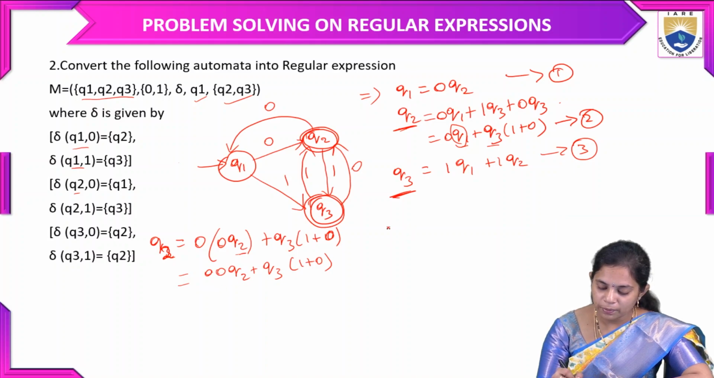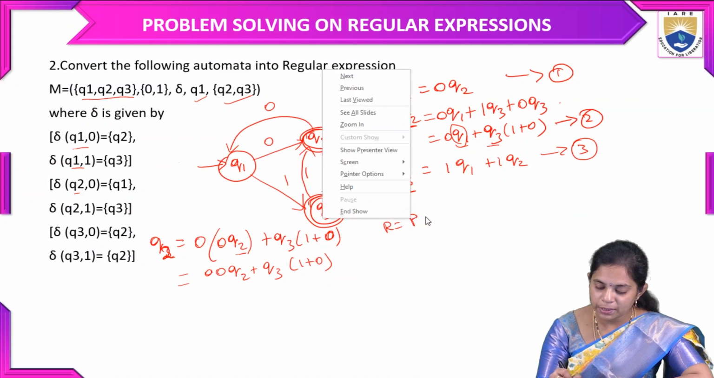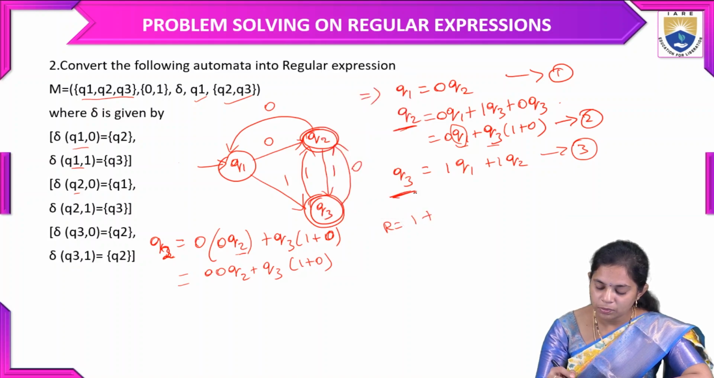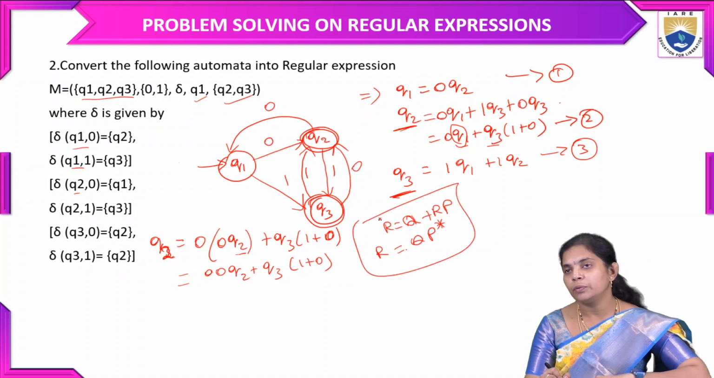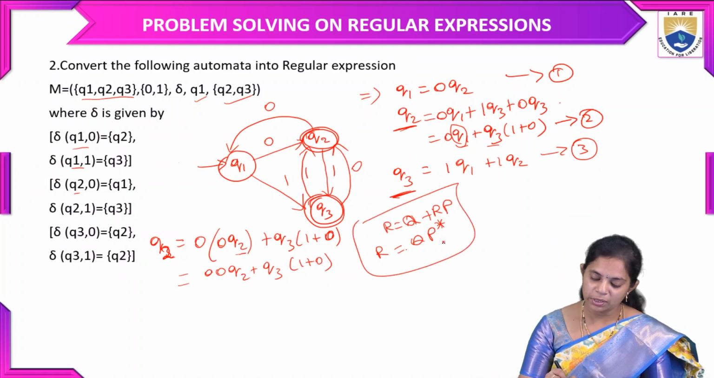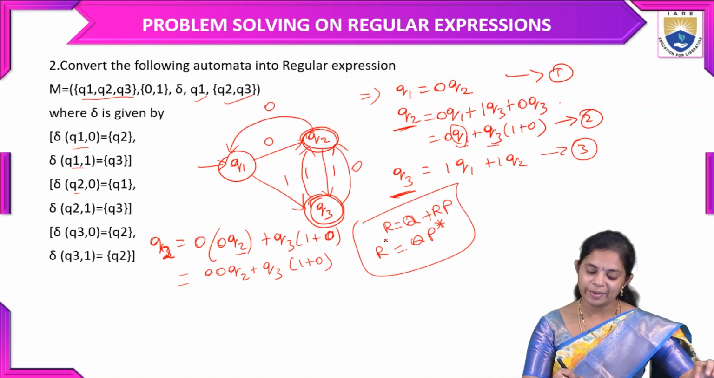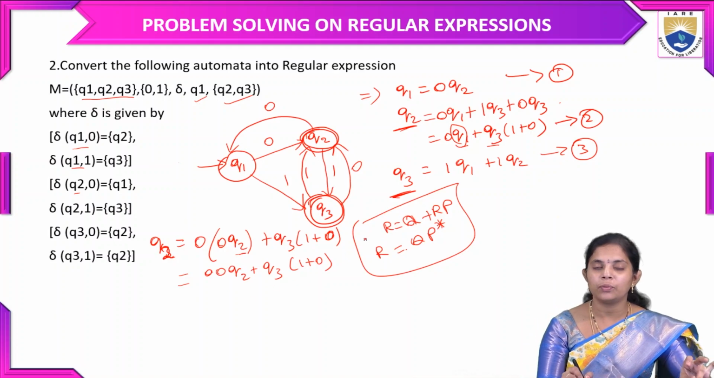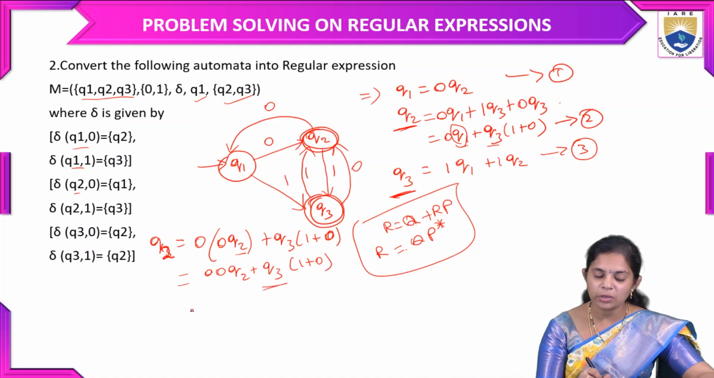So here R is equal to Q plus RP, so R is equal to QP star. We need to write, this is Arden's theorem. So we have to solve this one by using this Arden's theorem. So we have to keep the left hand side, so we have to remove the right hand side non-terminal values.